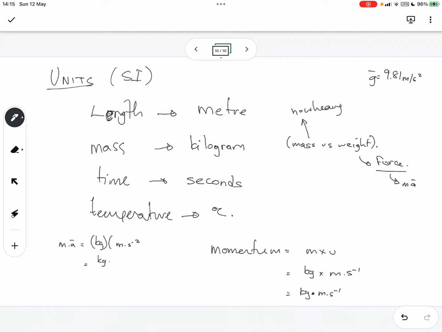So any force is measured in kilogram meters per second squared, but simply Newton, after Sir Isaac Newton, who contributed a lot to our current understanding of mechanics today.